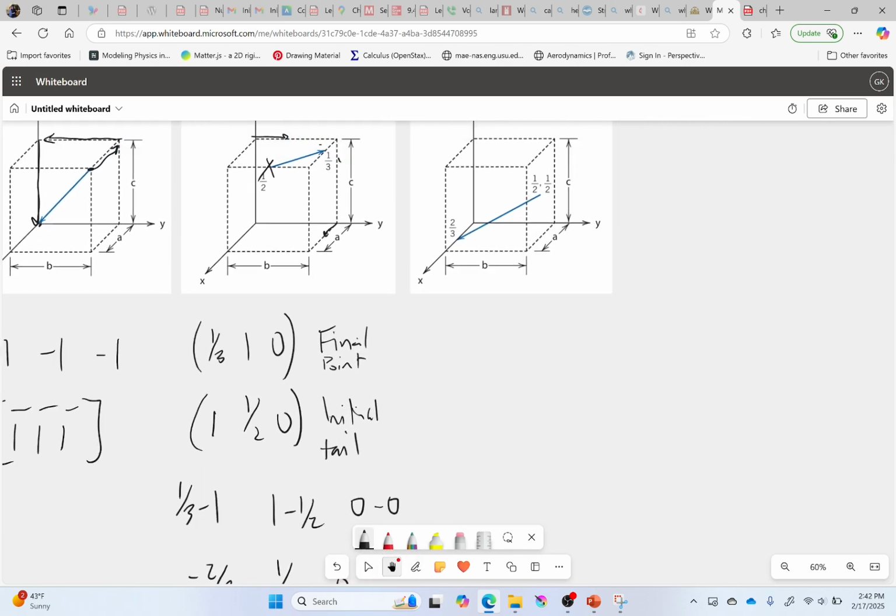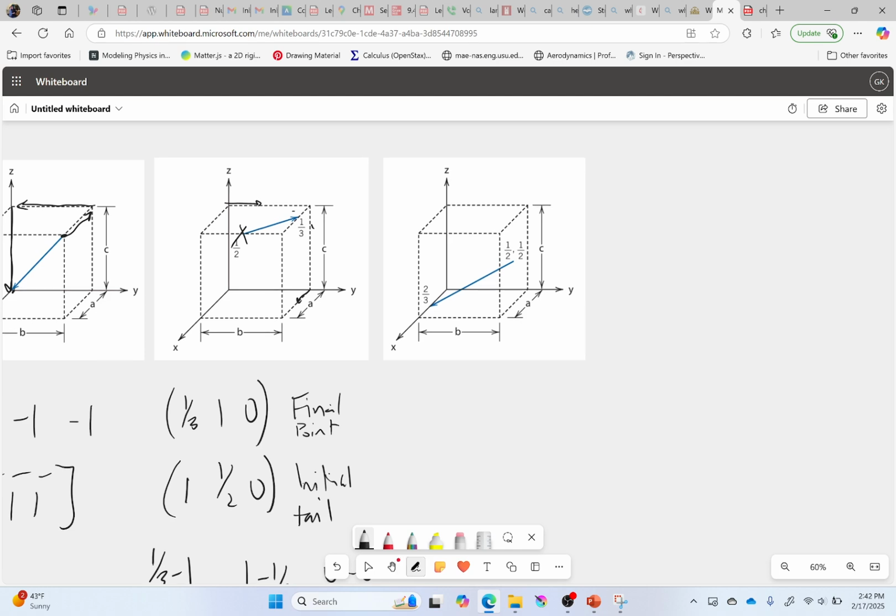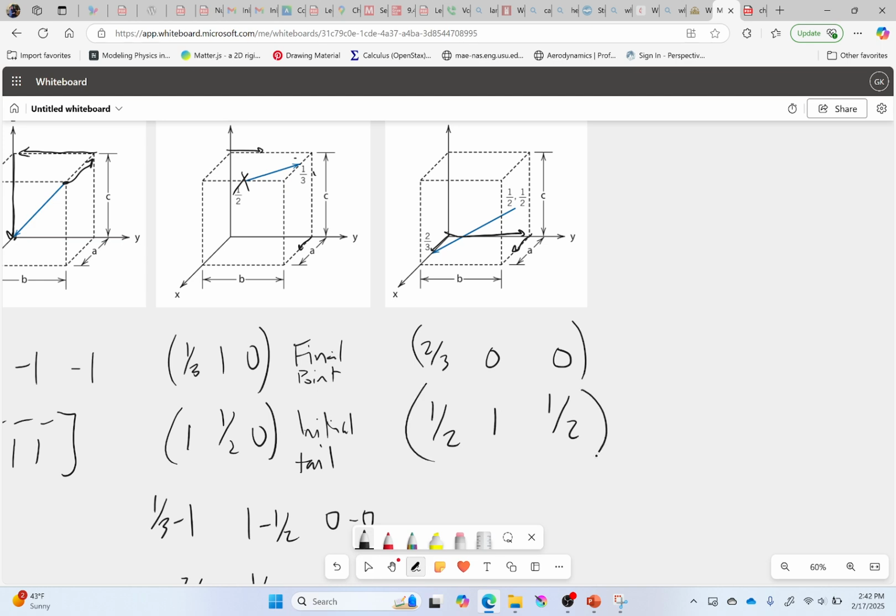Whew. Okay, last one right here. Let's try it out, and then we'll be done with these problems. I'm going to do it the same way. I'm going to do the final point right here. It looks like 2/3 in the x. I go 0 in the y and 0 in the z. That's my first point. For my second one, I go half in the x, 1 in the y, and half in the z. There we go. That looks good. And so this is the tip, this is the tail. So it's always tip minus tail.